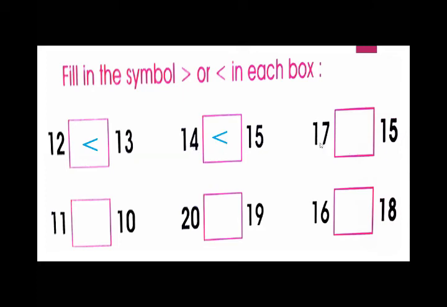Okay, next one is 17 and 15. So which number will be greater, 17 or 15? Obviously, 15, 16 and 17. So 17 is the greater number. So we can say 17 greater than 15.